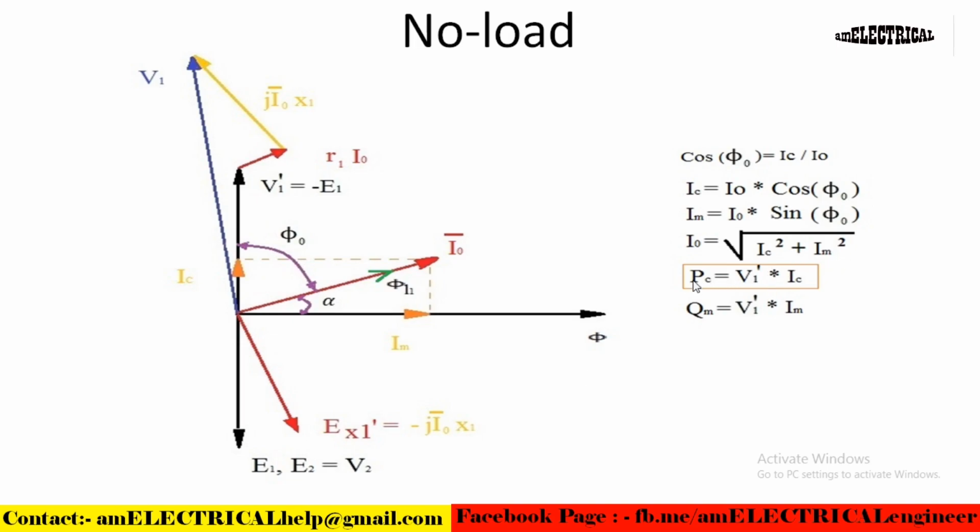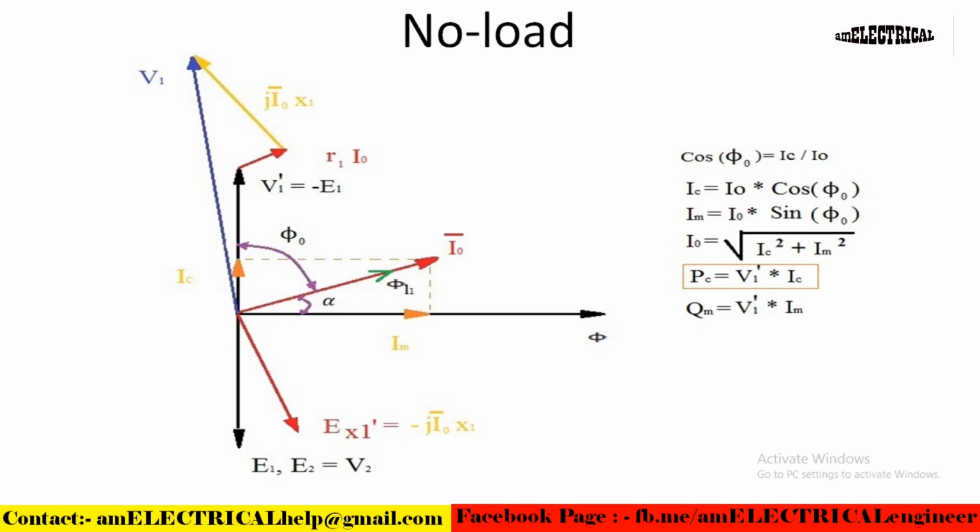Now the active power, we know, is V I cos phi, where phi is the angle between the voltage and the current. So the core loss, or the active power PC, will be V1 dash, that is the voltage, multiplied by the current I0, multiplied by cos phi 0.